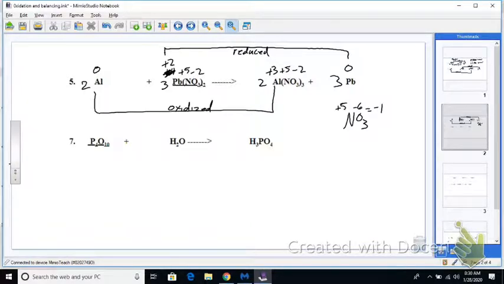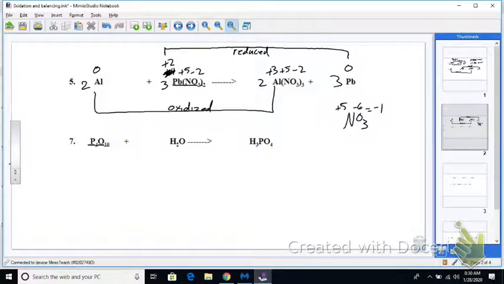Now, 2 aluminums lost how many electrons each? 3. So that's the total. How many electrons were lost? 6, right? Each aluminum went from 0 to +3. So each aluminum lost 3, which is a total of 6 electrons.